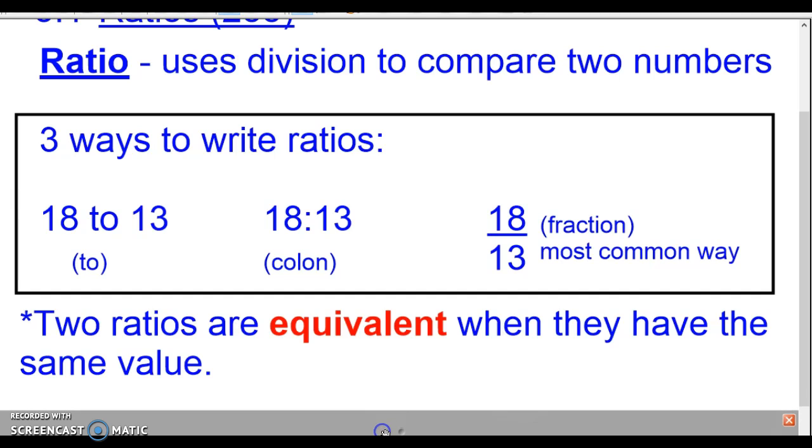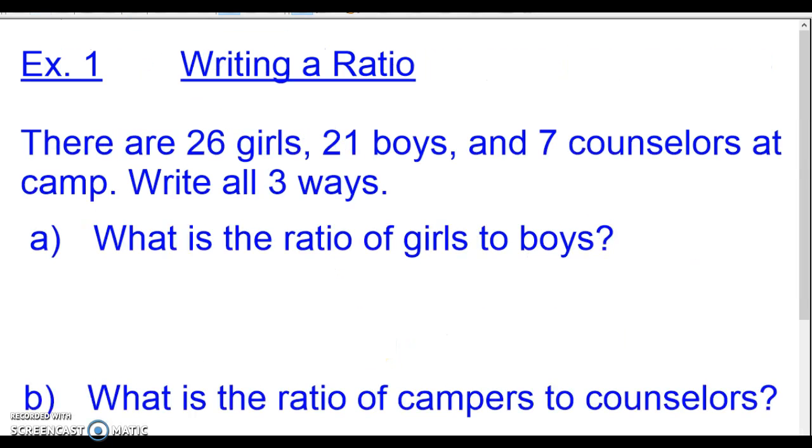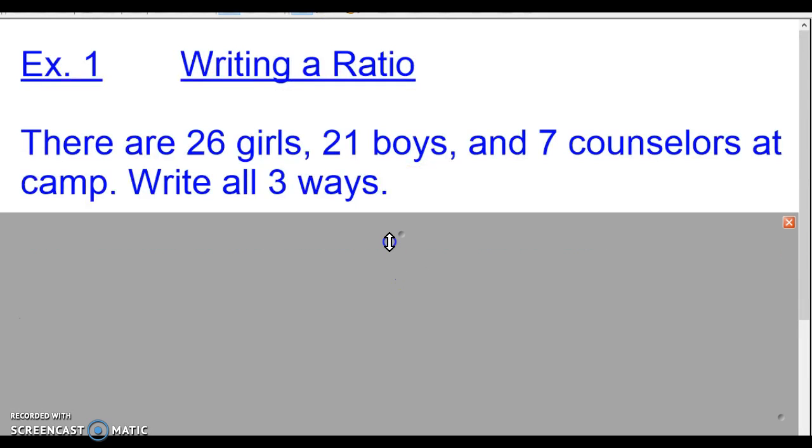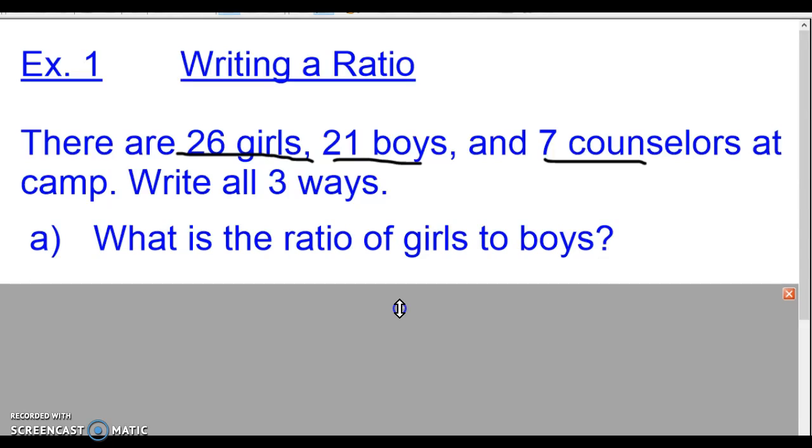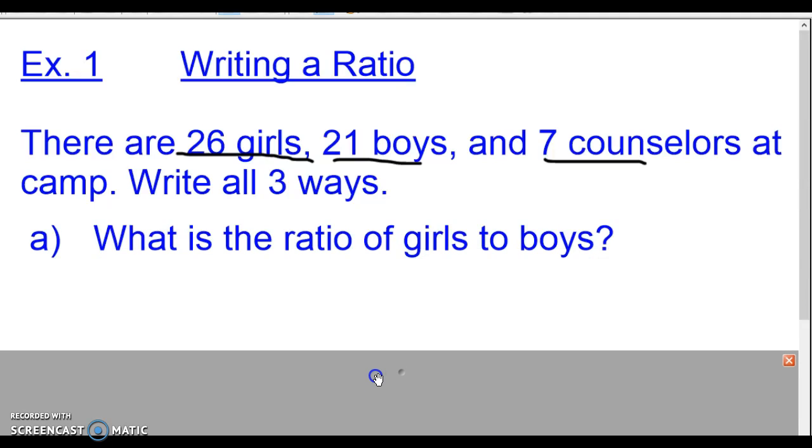Two ratios are equivalent when they have the same value. So if you can write a ratio in fraction form and simplify it and the value is the same, then they would be considered equivalent ratios. So let's go ahead and look at this problem right here. There are 26 girls, 21 boys, and 7 counselors at camp. Write all three ways. So what is the ratio of girls to boys?